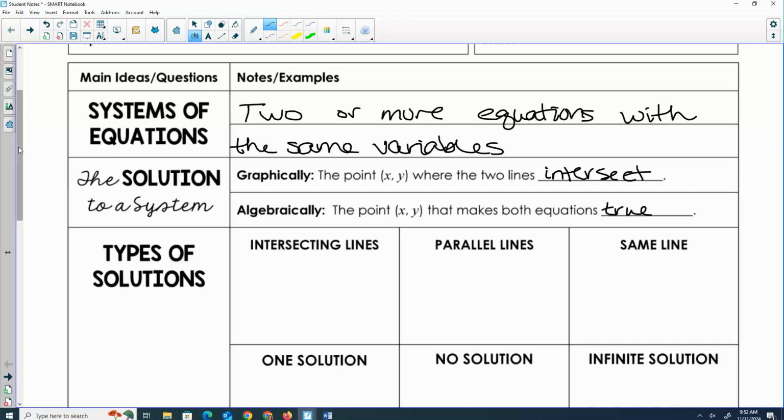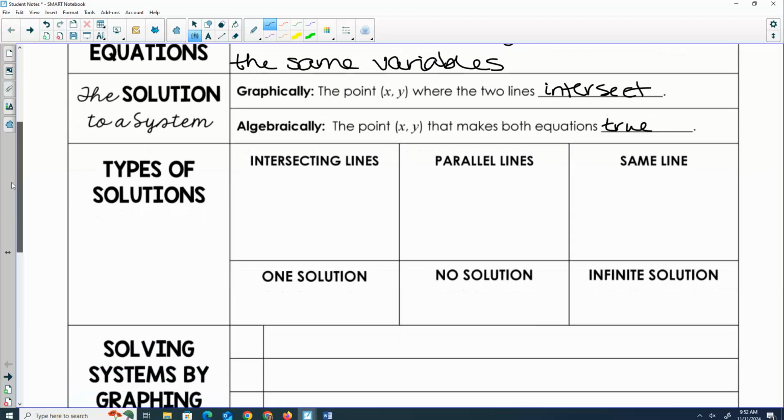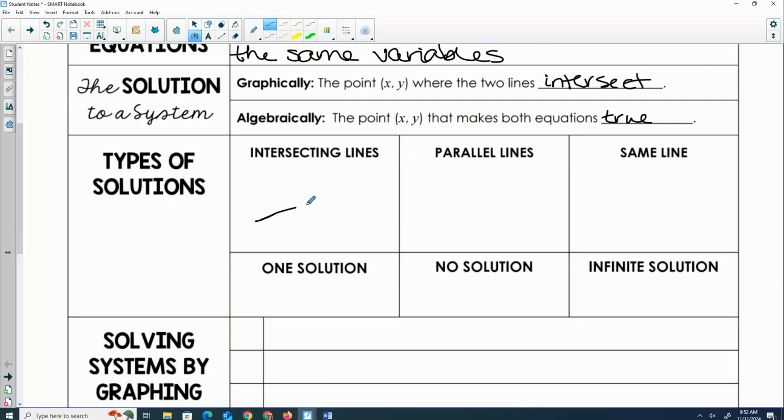There's really three possible situations when you're solving them. Either you have two lines and they cross somewhere. Okay, so we draw our graphs, we have two lines that meet. That is a single solution. It's just an ordered pair, x, y. So you'll look at your graph and you'll tell me what that point is.